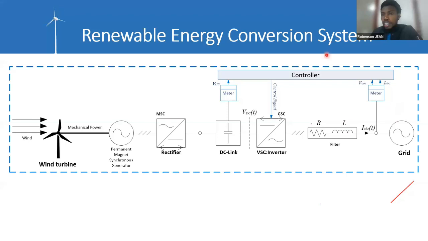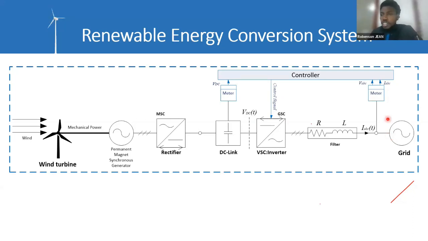Then you can see that we have the power part, and also we have the control part. Why do we have this control part? Because if we inject directly, if there is a problem, like if the frequency of my system is not equal to the frequency of the grid, I will not be able to manage this problem. Or if the voltage is not the same, I will not be able to manage this problem.